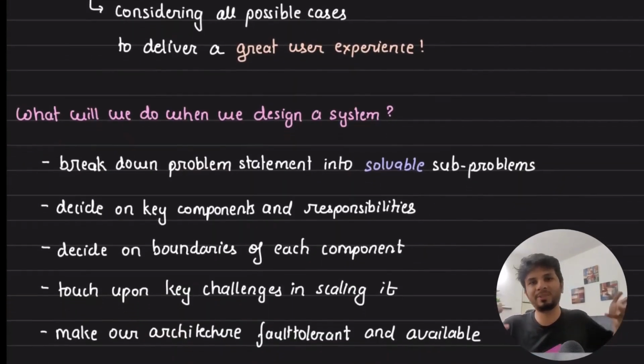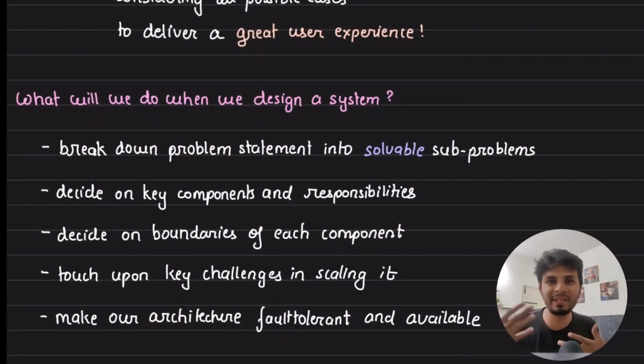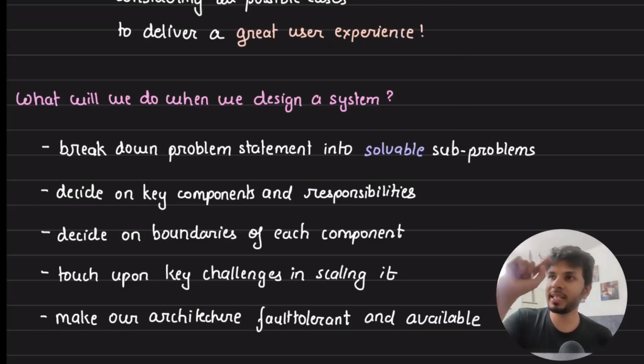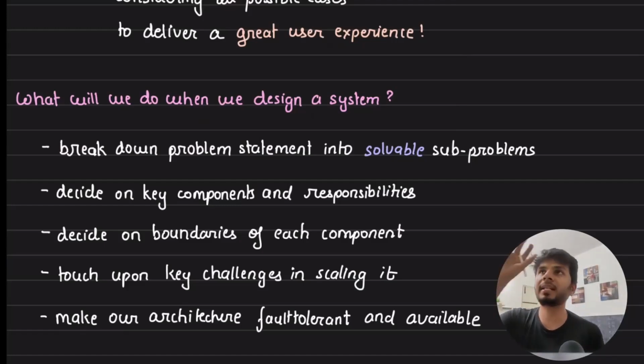And the best part, you would consider all cases, fault tolerance, availability, and you can literally find correlation to how we live, right? Okay, so what will we do when we design a system? We would break down the problem statement into solvable subproblems. Then we decide on each component: these are the key components that I have, and these would be the key responsibilities of each component.